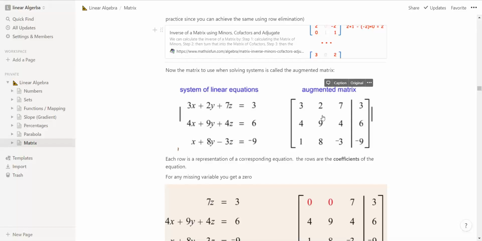Now the matrix to use when solving systems is called the augmented matrix. If we have a system that needs to be solved, what we used to do earlier is take two equations, use elimination or substitution, and then we get a new equation. We would also use the third equation along with it, and then solve the system accordingly. We have both substitution and elimination.